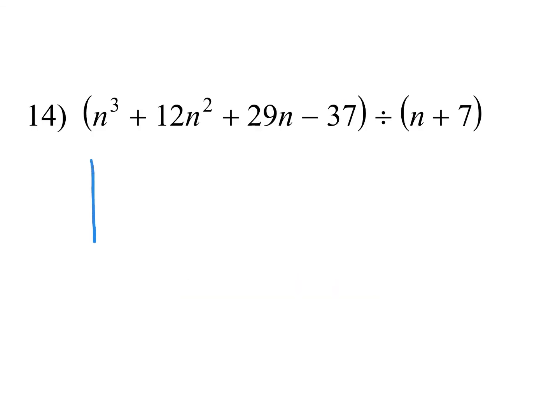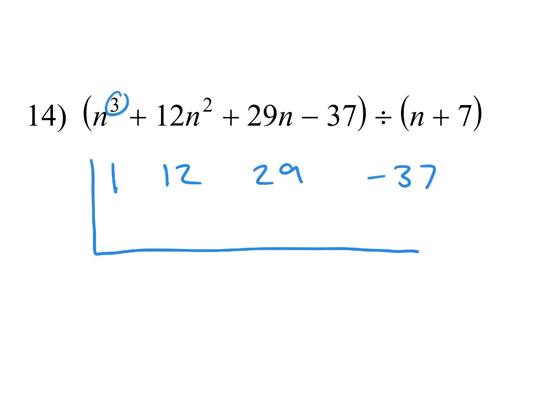What's going to go inside the box? 1, 12, 29, negative 37. Perfect. We're not missing anything. We have 3, 2, 1, and no variable. So we're good. What goes outside the box? Negative 7. What do we do first? Bring down the 1, and then negative 7 times 1, which is negative 7. And what do we do on the inside?